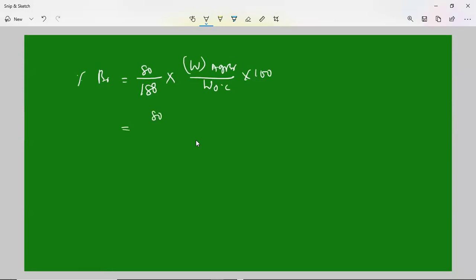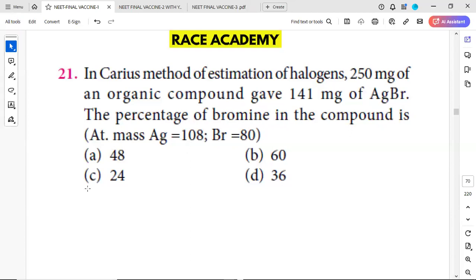So if you substitute the masses as given in the question, mass of silver bromide is 141 and mass of organic compound is 250, into 100, you will get an approximation of 24% in the calculation. You can check it. That is the answer for this question. So the right answer is 24%. So C option is the right option for this question.